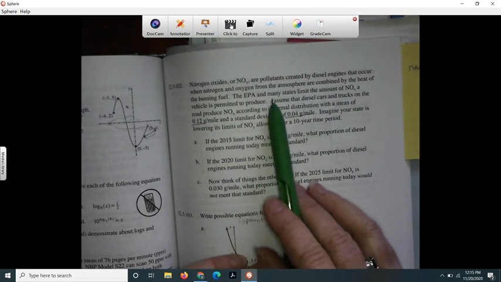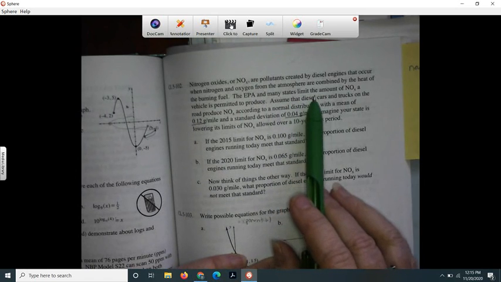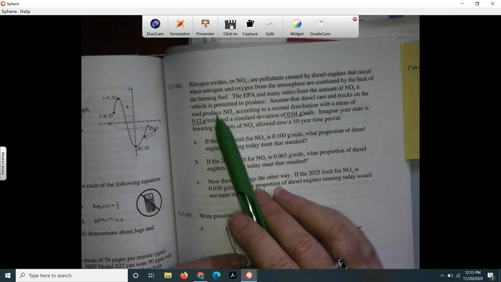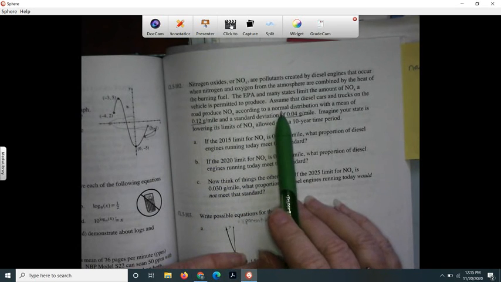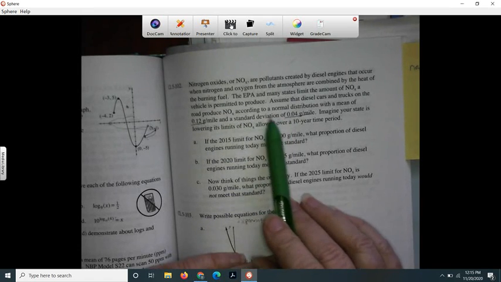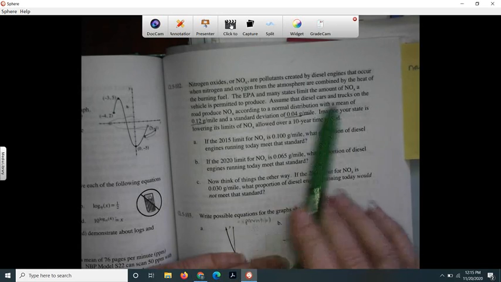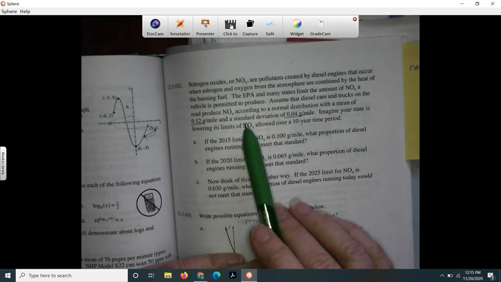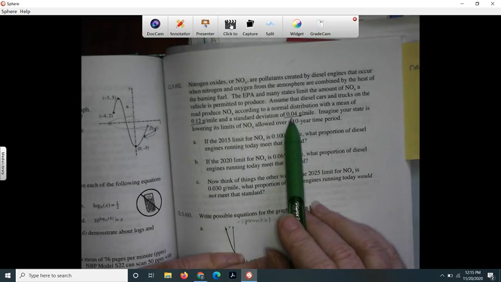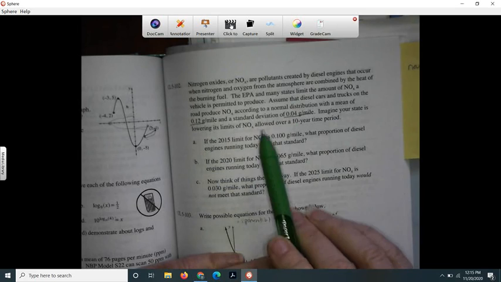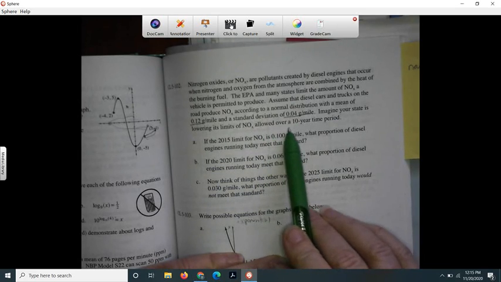The EPA and many states limit the amount of nitrogen oxides a vehicle is permitted to produce. Assuming that diesel cars and trucks on the road produce nitrogen oxide according to a normal distribution with a mean of 0.12 and a standard deviation of 0.04, imagine your state is lowering its limits allowed over a 10-year period.